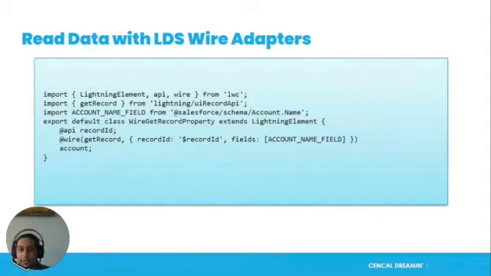Lightning Data Services wire adapters check the LDS cache first and request data from the server only as needed. Adapters react to change and refresh data accordingly. For example, when the parameter value changes or other components modify data in the Lightning Data Services cache, an adapter provisions the new data to the wired property or function. And this is an example.